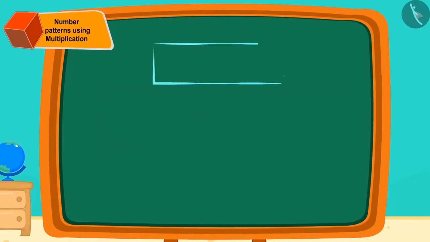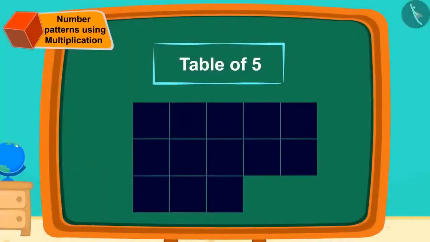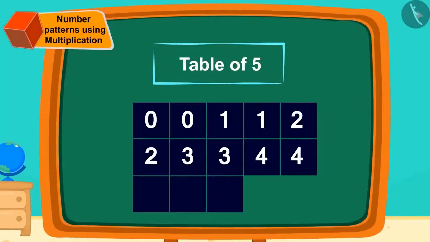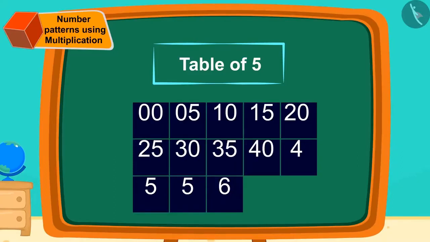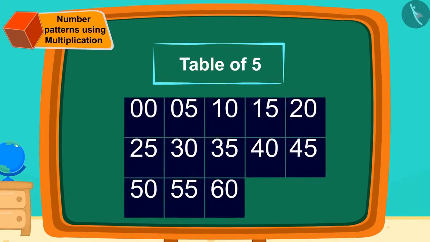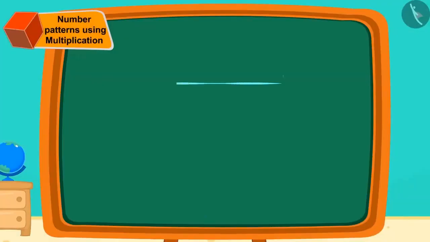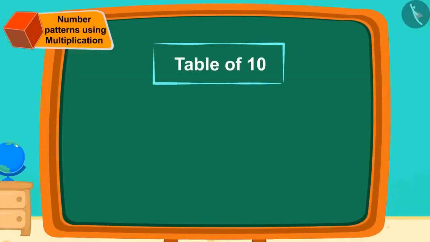Let us first look at the pattern of easy memorization of 5's table. First, we will write the digits from 0 to 6 twice this way. Now, we will write 05, 05, these patterns behind these digits. Did you recognize the pattern? Yes, it is the multiplication table of 5. Isn't it easy? Let us now learn the easy process of memorizing the table of 10.